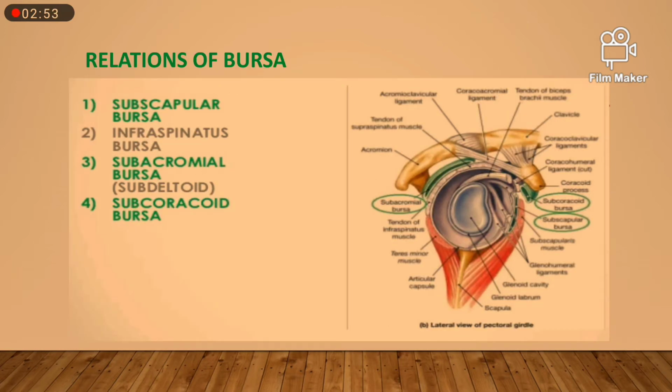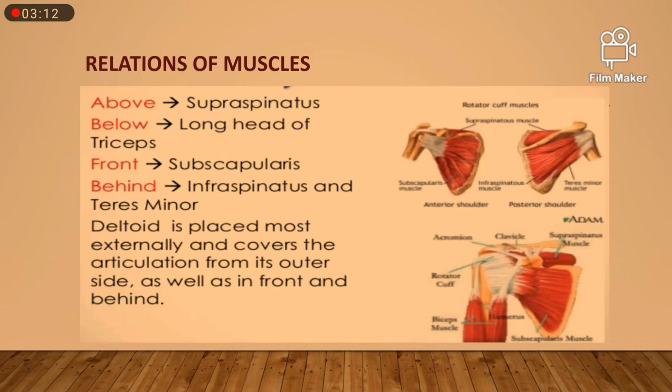Now the relation of the bursa: subscapular bursa, infraspinatus bursa and subcoracoid bursa. You can here see in the diagram the green three have been pointed. You can clearly see three bursas. One has not been shown in this diagram. It is in gray color.